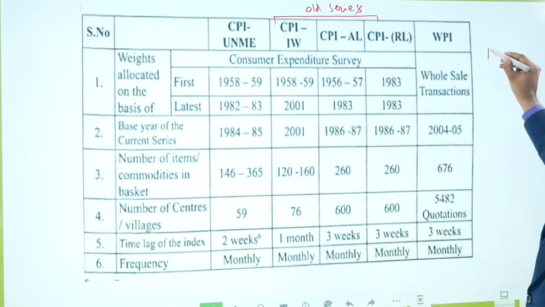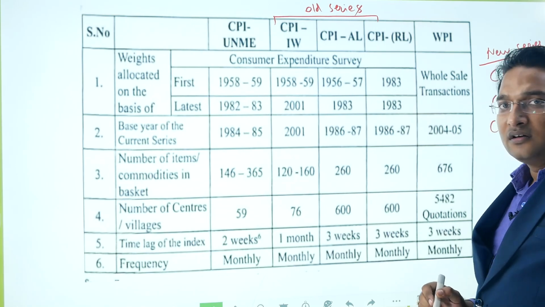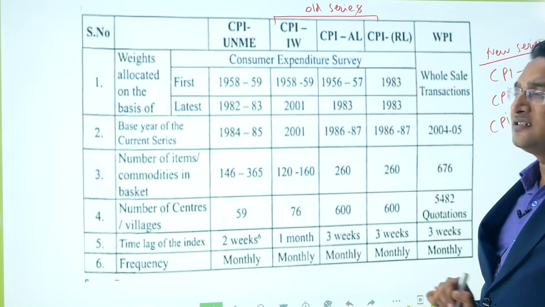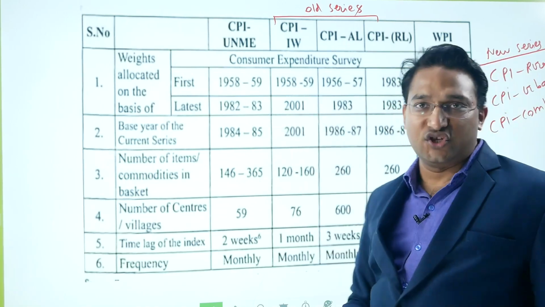In the new series, we have CPI rural, CPI urban, and CPI combined. So now the question arises, sir, does the introduction of the new series mean that the old series is withdrawn? No, the old series is still existing.